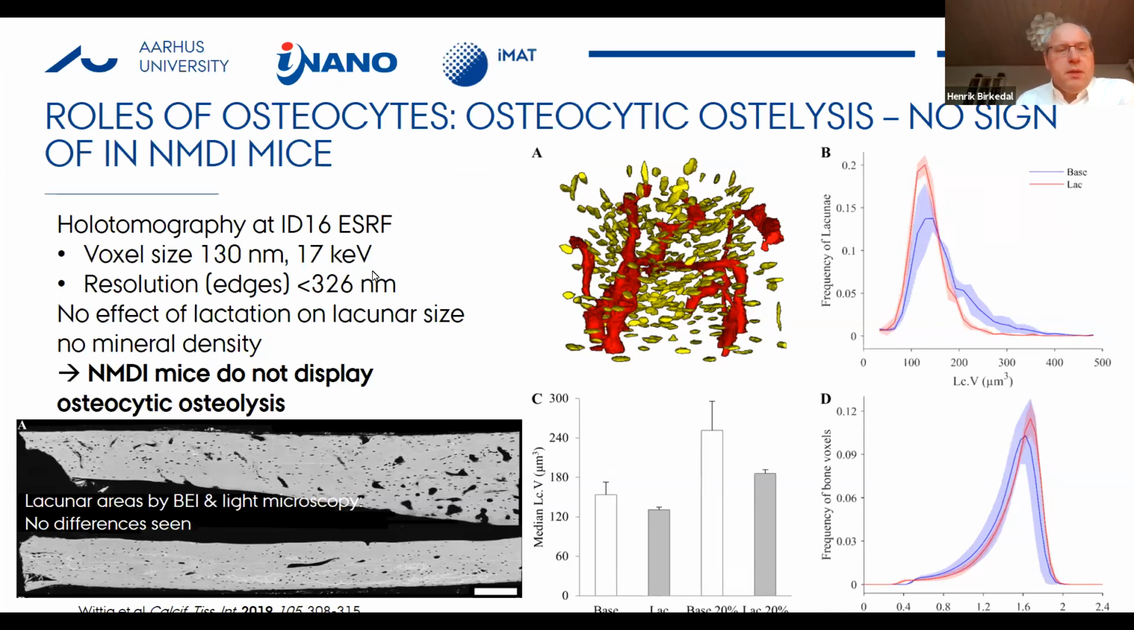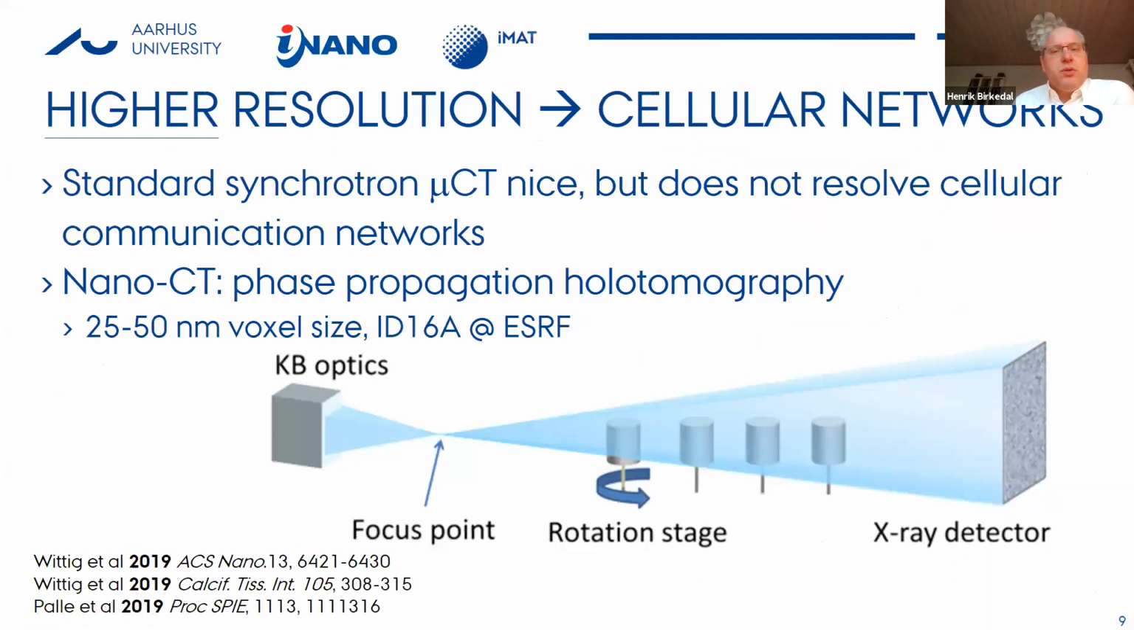So to obtain higher resolution, in order to unravel the full cellular communication network, we need higher resolution, and one way to do this is to do phase propagation holotomography, as implemented in ID16A. And we and others have done this. I will just show one result of this, done with 50 nanometer voxels.